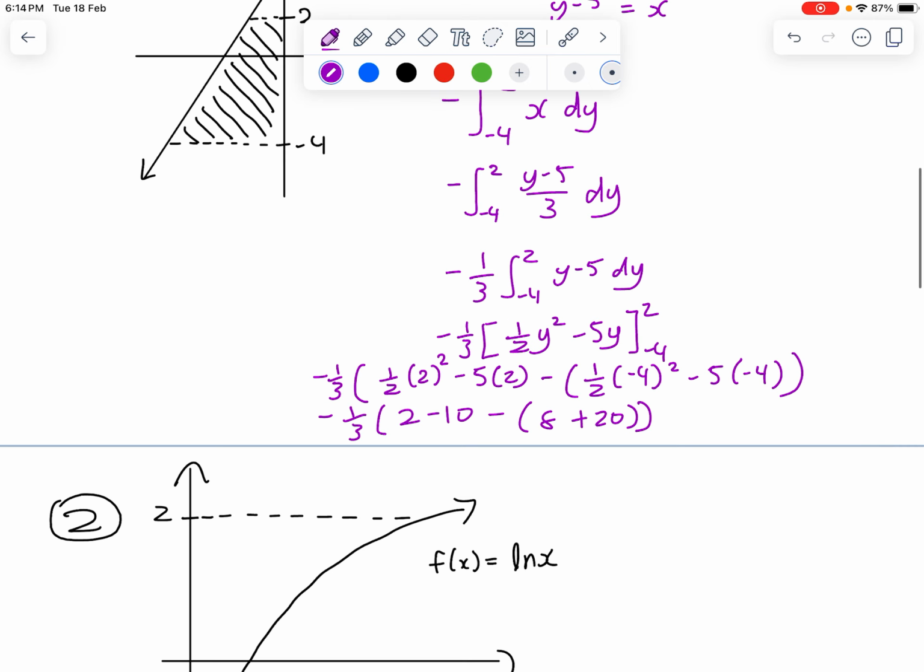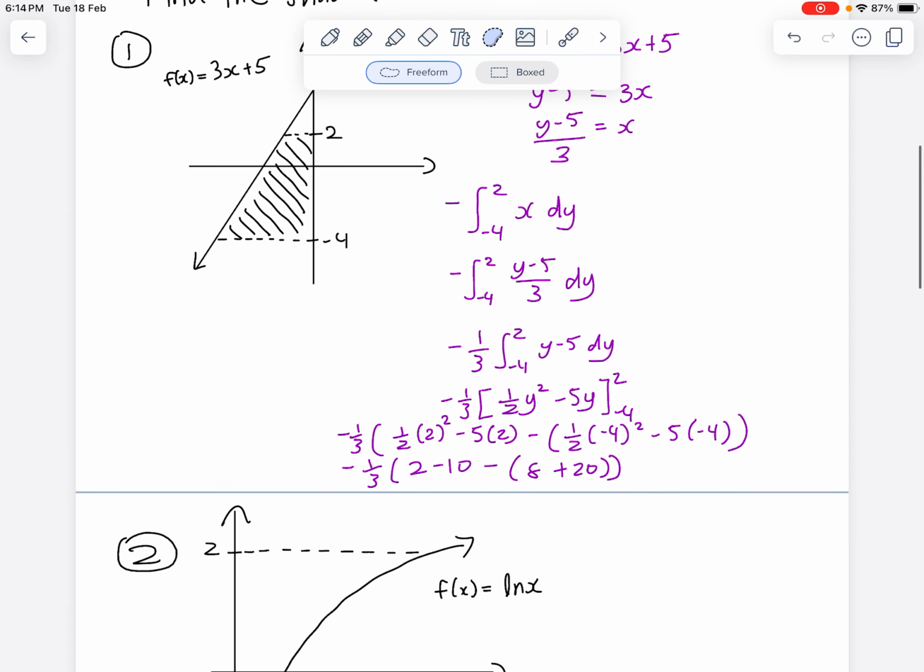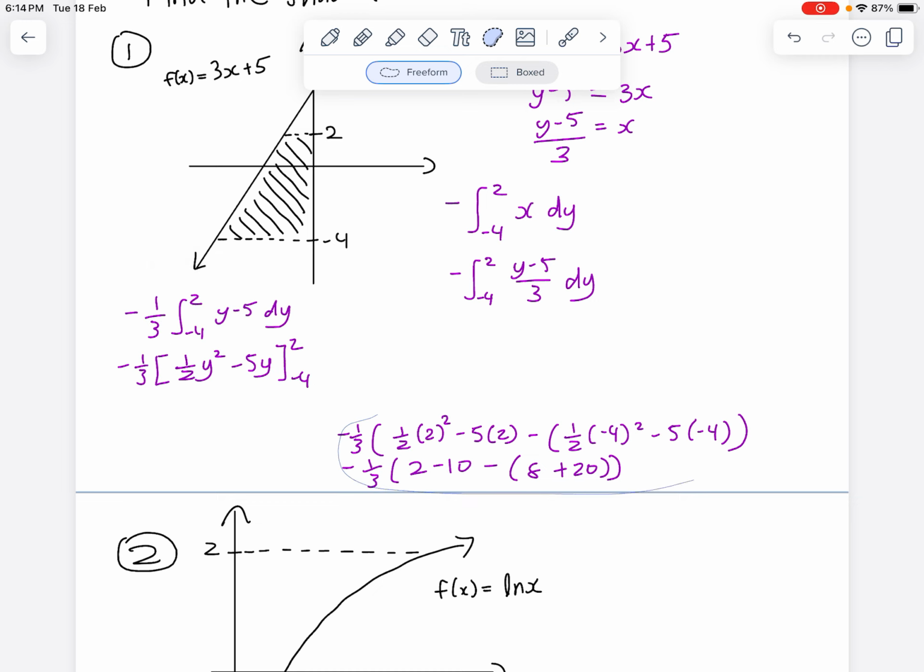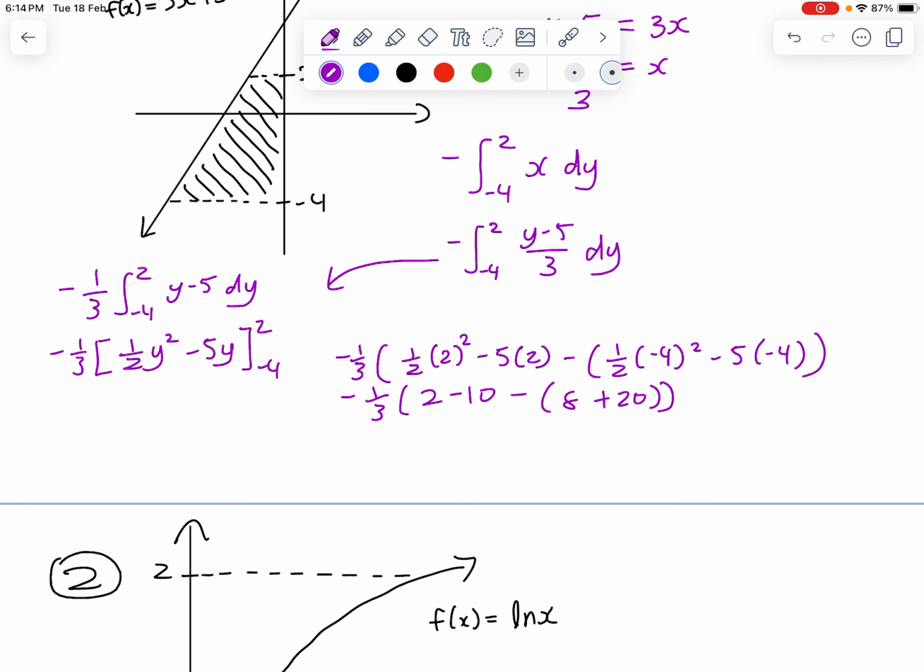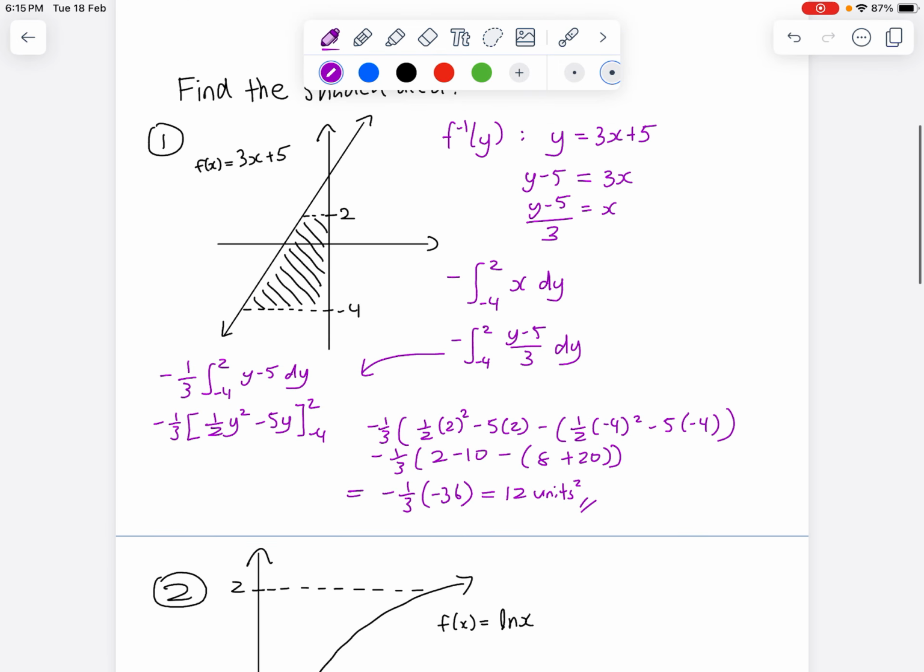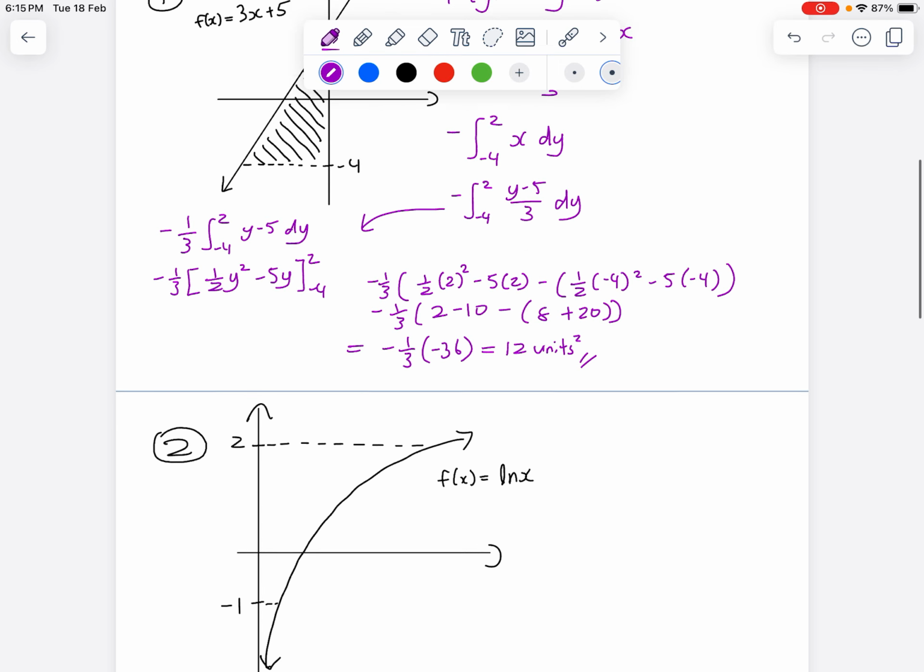For lack of space, let's move some things away. Here it is. Now our simplified form should be negative 1 over 3 times, and if you add all those values inside, we get negative 36. Our final answer should be 12 units squared, because it's the area. Great, now let's move on to another question.